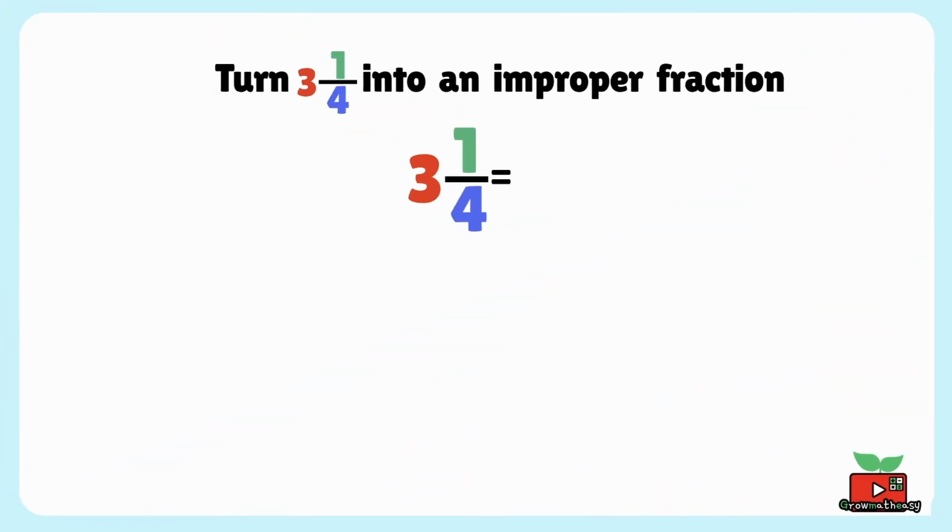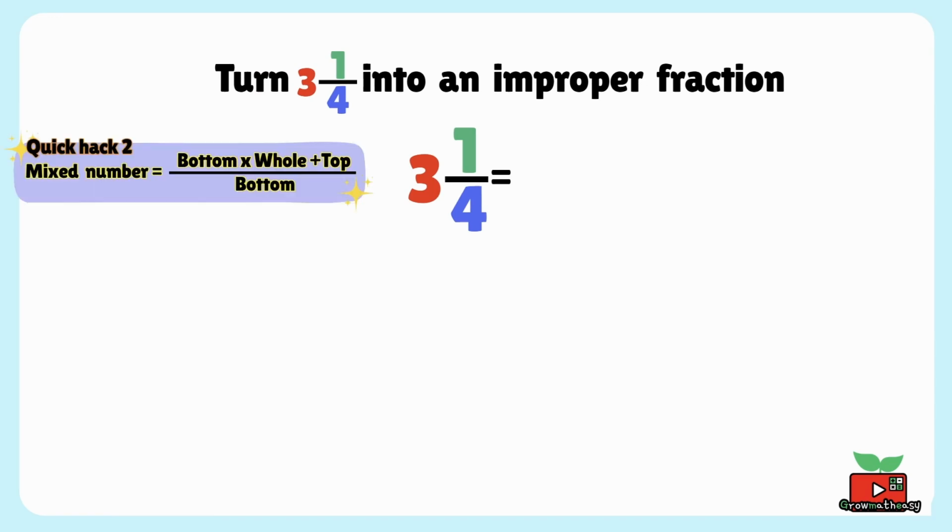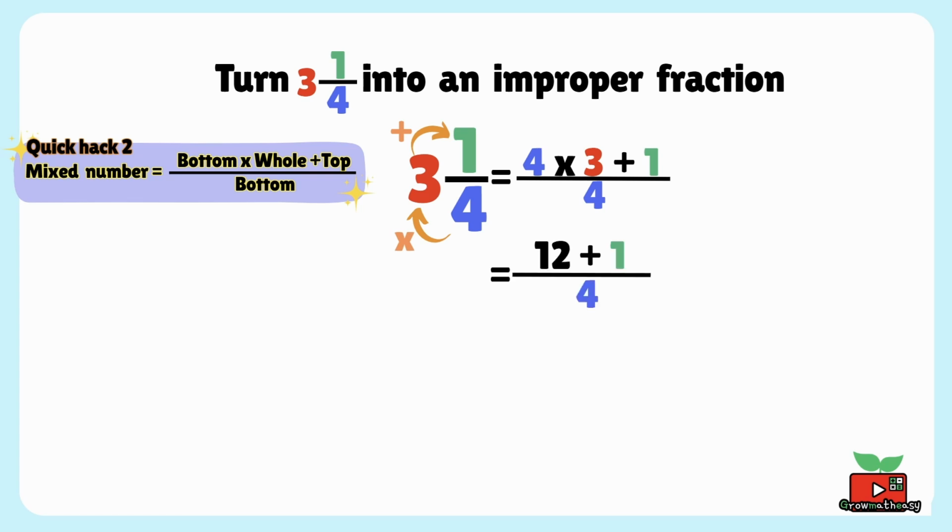One more example. Turn the mixed number 3 1/4 into an improper fraction. Now let's use quick hack 2 for the mixed number. It's super easy. We keep the same denominator 4. For the numerator, we multiply the bottom number by the whole number and then add the top number. So we figure out how many parts we have for 3 wholes. That's 4 times 3. Then plus the 1/4 we already have. So altogether we have 12 plus 1, that's 13 quarters. Therefore, 3 1/4 equals 13 quarters.